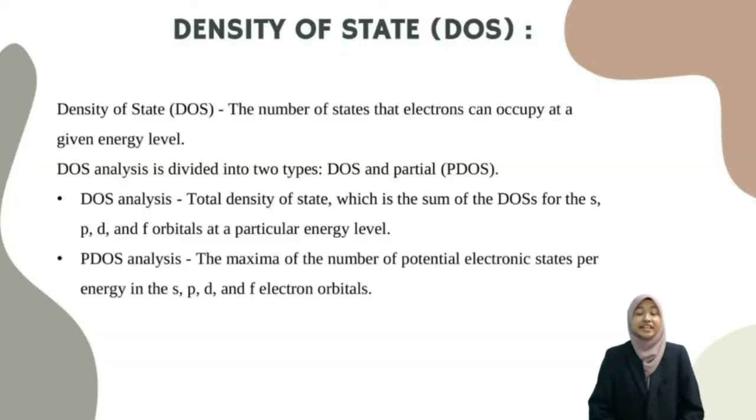The number of states that electrons can occupy at a given energy level is known as the density of states. The electronic dispersion relation of the system attributes are connected with the density of states. DOS analysis is divided into two types, DOS and partial PDOS. Total density of states, which is the sum of the DOS for the s, p, d, and f orbitals at a particular energy level, is referred to as DOS analysis. The maximum number of potential electronic states per energy in the s, p, d, and f electron orbitals are detailed in PDOS analysis.